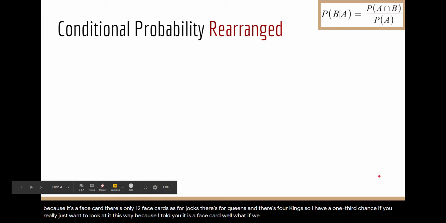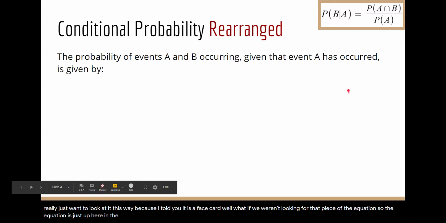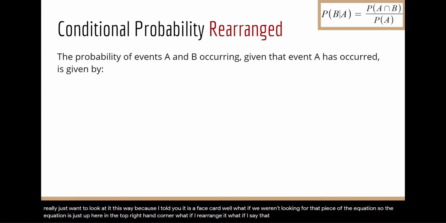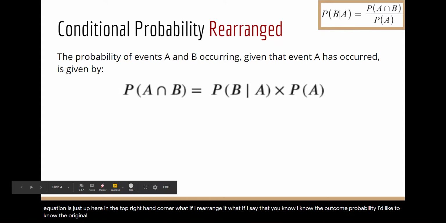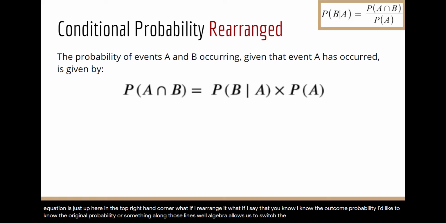Well, what if we weren't looking for that piece of the equation? So the equation is just up here in the top right-hand corner. What if I rearrange it? What if I say that I know the outcome probability, I'd like to know the original probability, or something along those lines? Well, algebra allows us to switch the equation around.